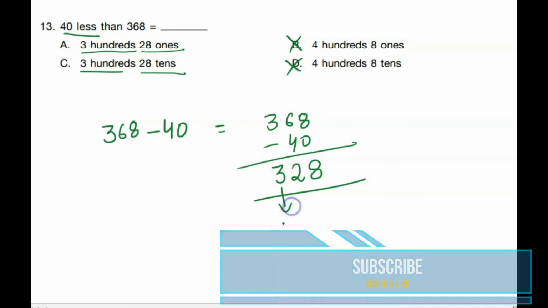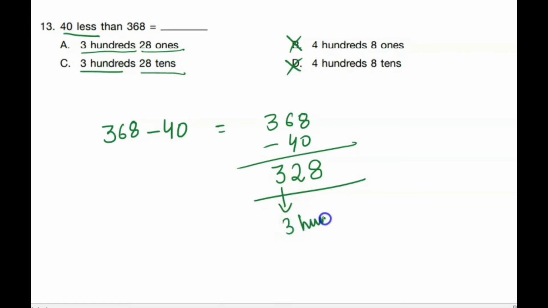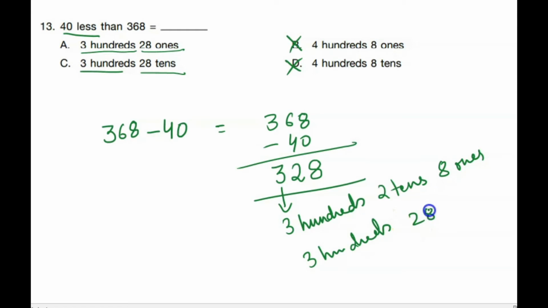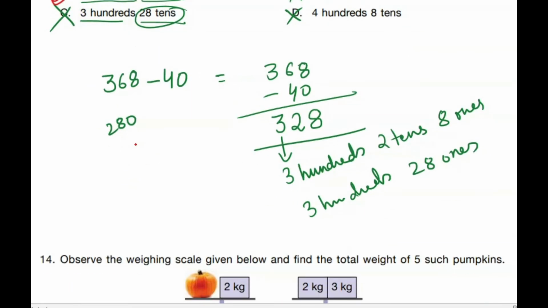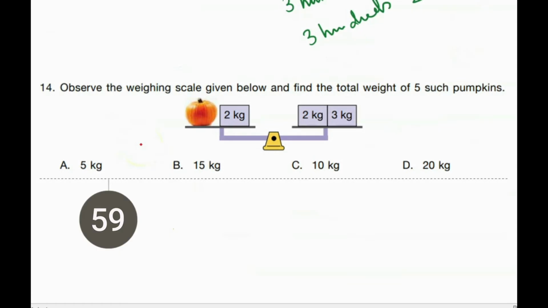So it's 300, right? 2 tens, 8 ones. Or we can say 328 ones. But 28 tens, this is wrong. 28 tens means 280, right? This means that option A is the correct answer for question number 13. Question number 14.